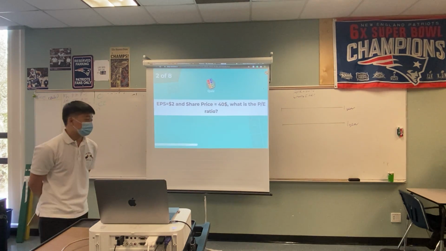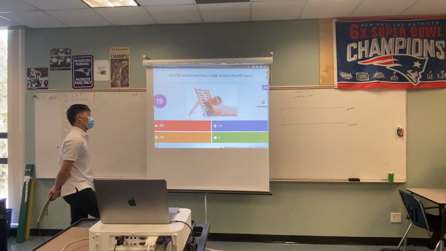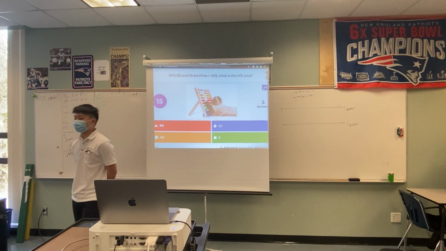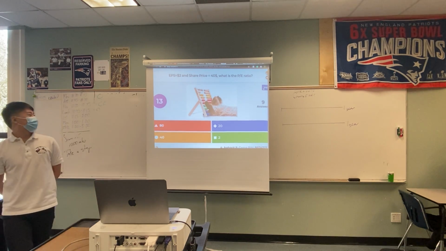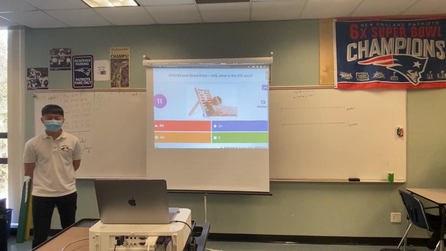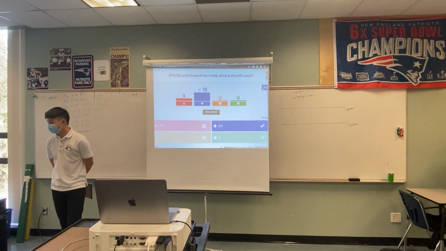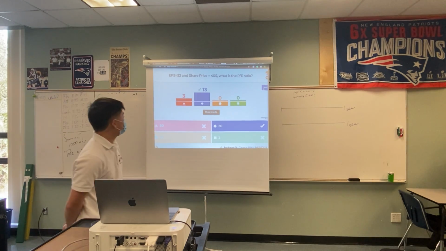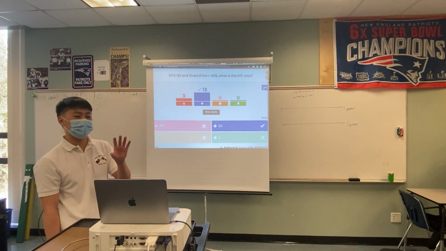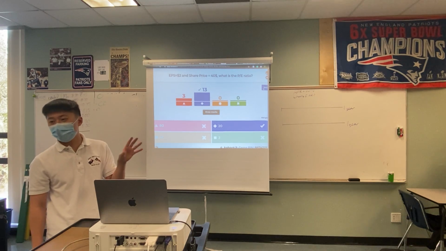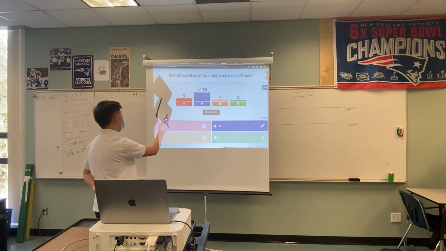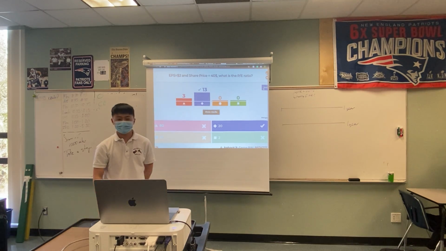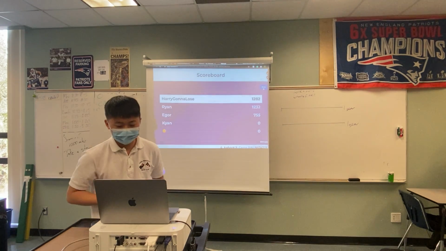If earnings per share is $2 and share price is $40, what is the price to earnings ratio? We did this on the first lesson. Most of you got it right. Good job. PE ratio is just the price of a company divided by how much money they make. So if they're making $2 and they're valued at $40, then their PE ratio will be 40 over 2, which is 20. Good job to those who got it right.